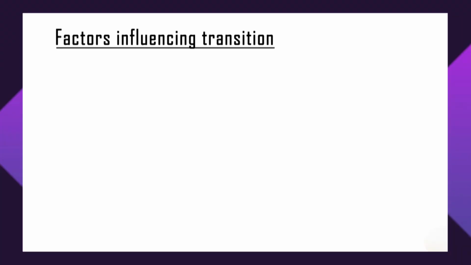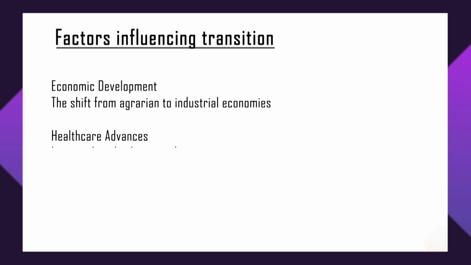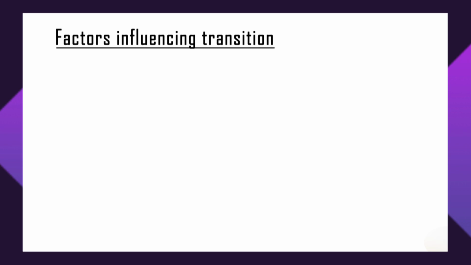Now, what are the different factors that influence this transition? One such important aspect is economic development. The shift from agri-based to industrial economies plays a very critical role in these sectors. Then healthcare advancement: improved medical facilities and sanitation can increase the socio-economic state of that particular population. Education provides awareness of family planning and other important aspects.